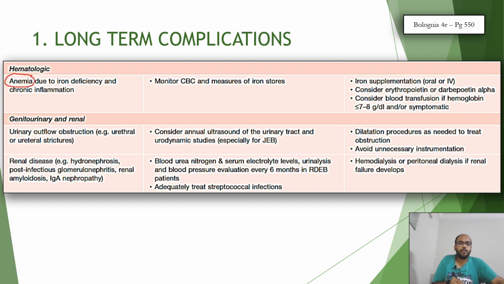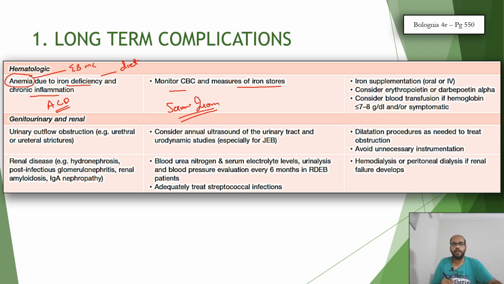Anemia is the most common hematologic complication in EB. Okay, and that is due to iron deficiency, predominantly because of diet and chronic inflammation. Now, in anemia of the EB, especially in dystrophic EB and junctional EB, the anemia is found to be anemia of chronic disease. So for that, you have to monitor CBC and measures of iron stores. In fact, it has been shown that we should measure serum iron instead of serum ferritin, because ferritin can also be increased in chronic inflammation. So serum iron is a good measure to find out if there's any iron deficiency or not.